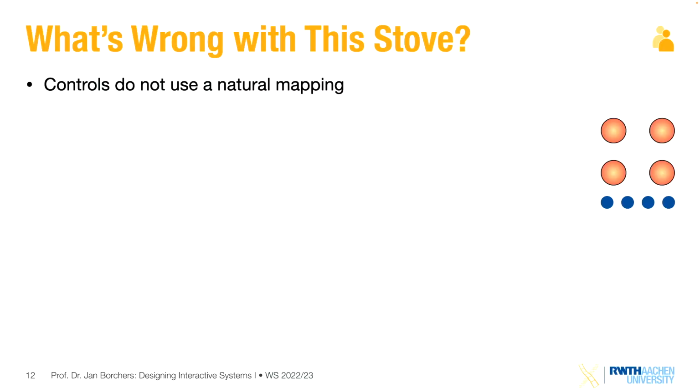Well, the mappings are obviously not natural, right? This arrangement, if you think about it from a mathematical point of view, can somebody who paid attention in the stochastics class, or in school really, tell me how many options we would have to create mappings between these buttons and the hot plates? Yeah? 24. Why? It's 4 factorial. Exactly, 4 factorial, right? So 4 times 3 times 2. So we've got lots of options here.